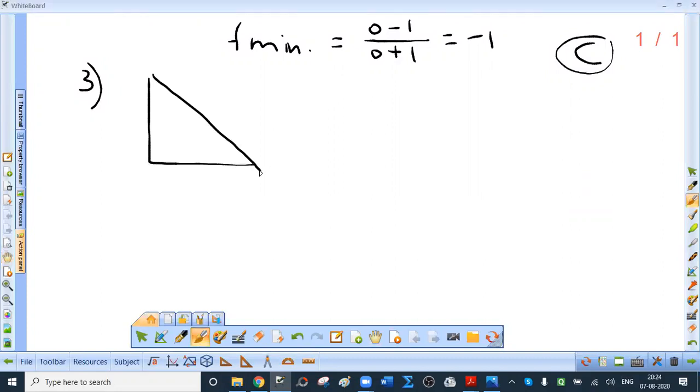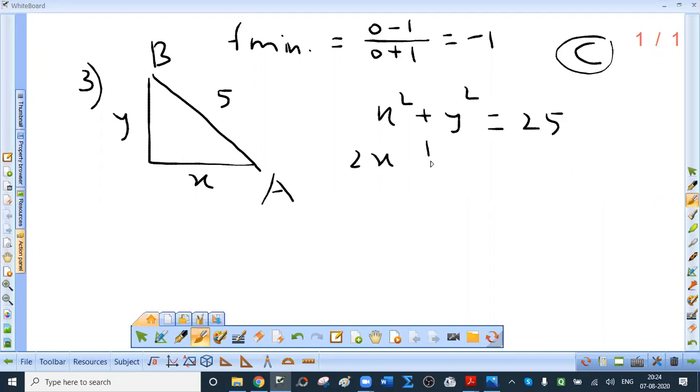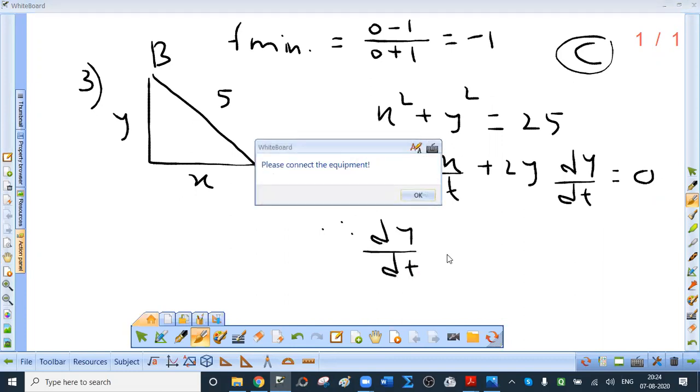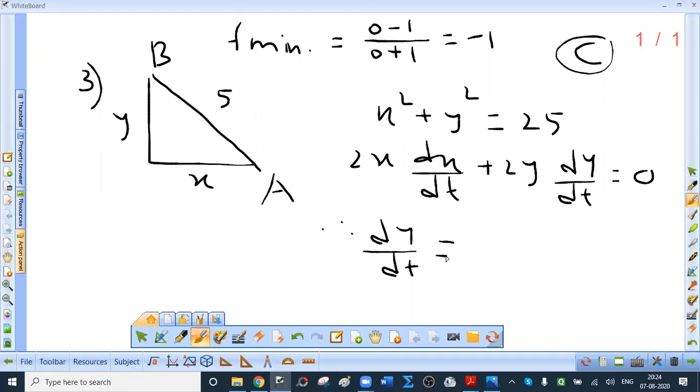Okay. So this is the ladder AB. Now I take this as x, this is y, this is 5. So clearly x square plus y square equal to 5 square, that is 25. So 2x dx/dt plus 2y dy/dt equal to 0. So rearrange the terms. We are interested in dy/dt. What is dy/dt from this? dy/dt is nothing but minus x upon y dx/dt.